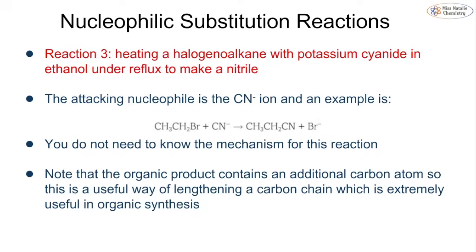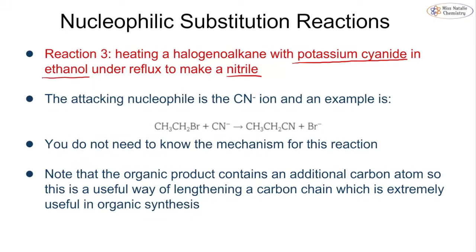Reaction number 3 is the reaction of a halogenoalkane, again by heating under reflux. This time we are heating it with potassium cyanide and ethanol, and we're going to make a nitrile. Now, we do not need to know the mechanism for this reaction. Again, this will be touched on later in year 13 in the organic sections.